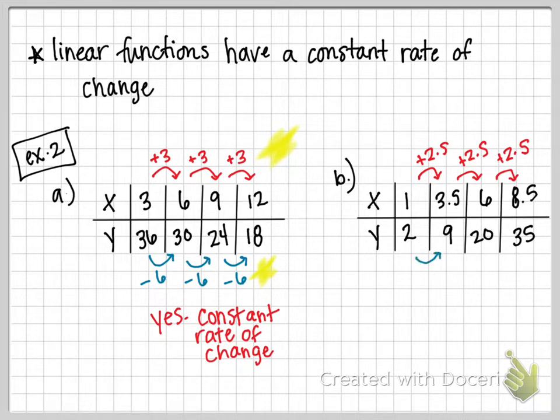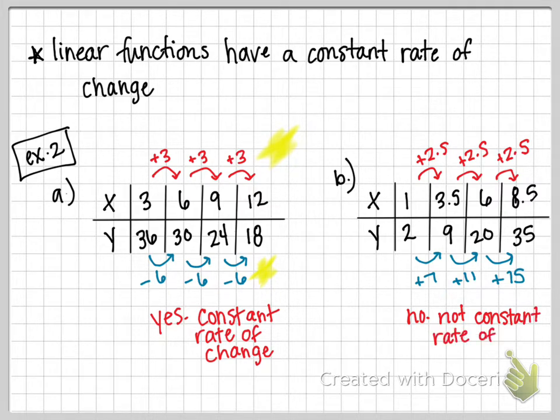What happened from 2 to 9? It went up by 7. Good. Plus 7. Plus 11. Uh-oh. Plus 11. Plus 15. Okay, so is this a linear function? No, this is not linear because it is not a constant rate of change, because the y is not going up or down by a consistent, exact same amount every time.